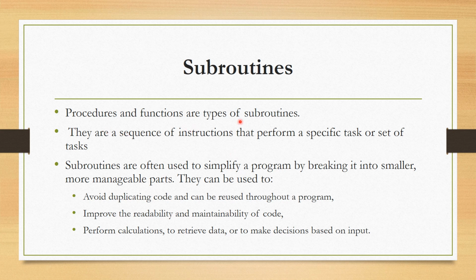Procedures and functions are types of subroutines. They are sequences of instructions that perform a specific task or a set of tasks. Subroutines are often used to simplify a program by breaking it into smaller, more manageable parts. They can be used to avoid duplicating code and can be reused throughout a program. It will improve the readability and maintainability of code.